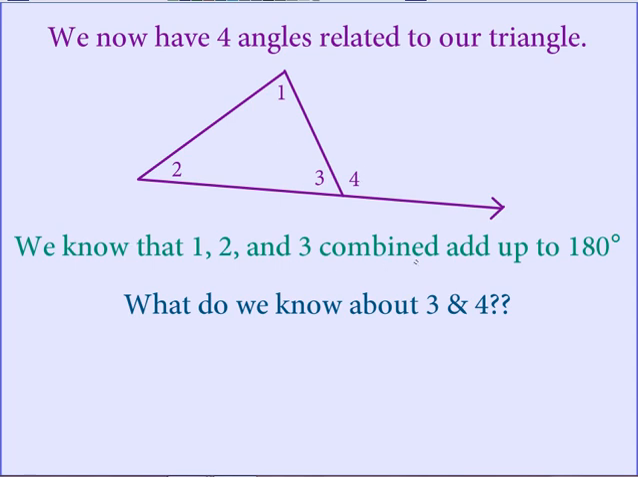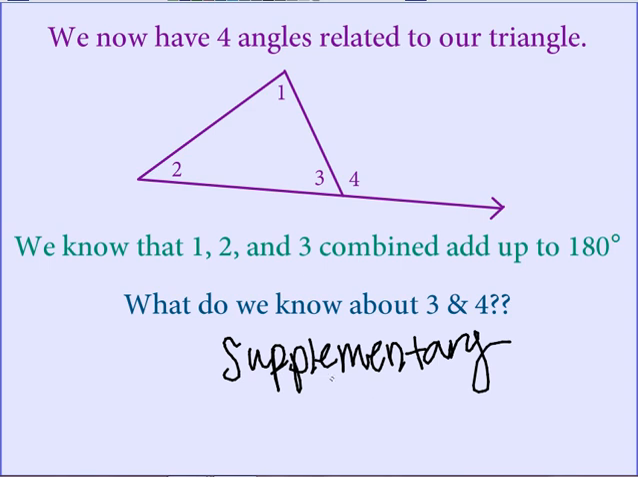We know that 1, 2, and 3 add up to 180. What do we know about 3 and 4? Notice that they create a straight line. What kind of angles are they? They're supplementary, right? Supplementary angles add up to 180. So 3 and 4 are supplementary.